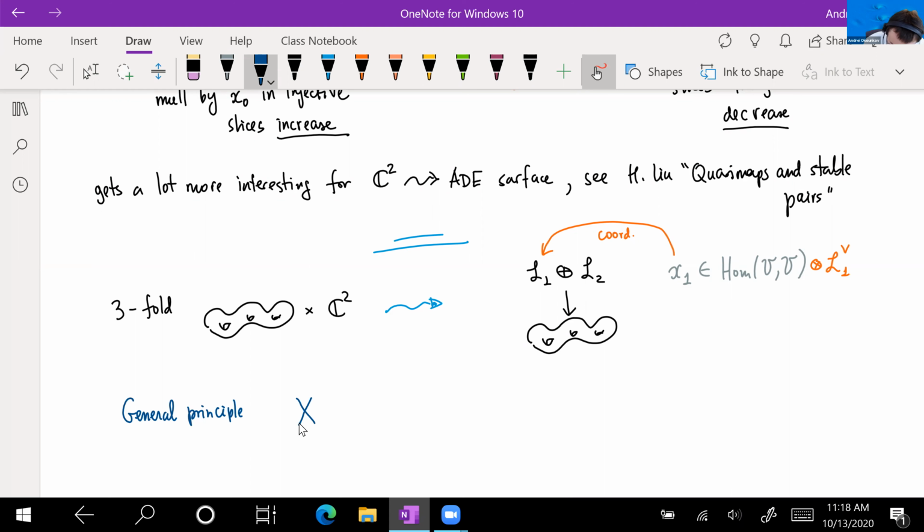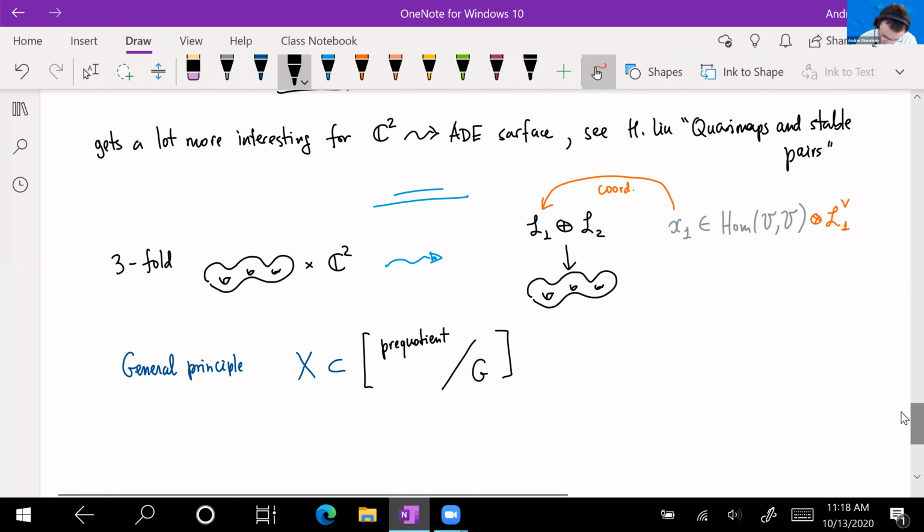Our X was sitting in some quotient stack of the form: there's some kind of pre-quotient. I couldn't invent a good name or number for that. And then we quotient out by a group G, right? But we could have a situation where a bigger group, G tilde, acts on that pre-quotient, in which G is a normal subgroup.